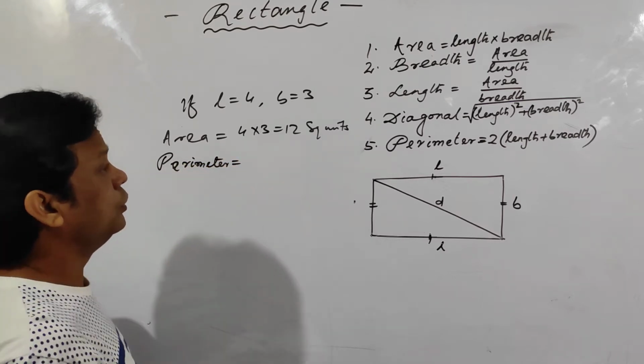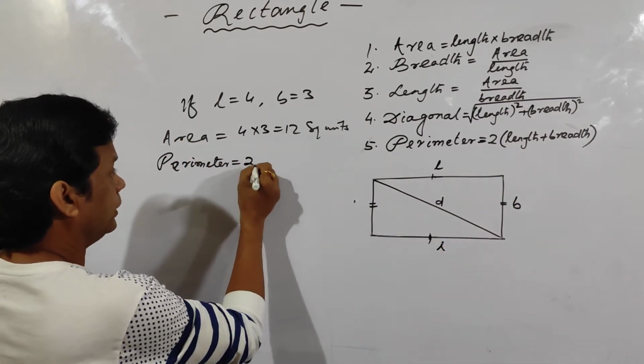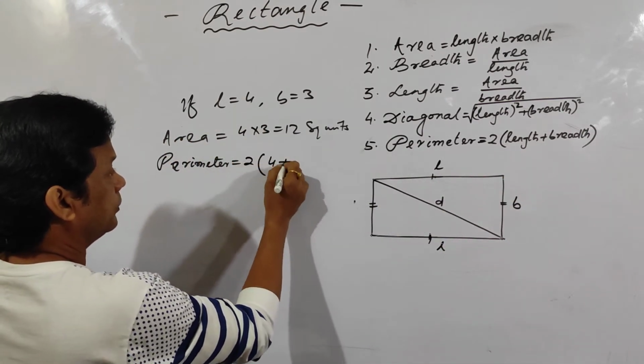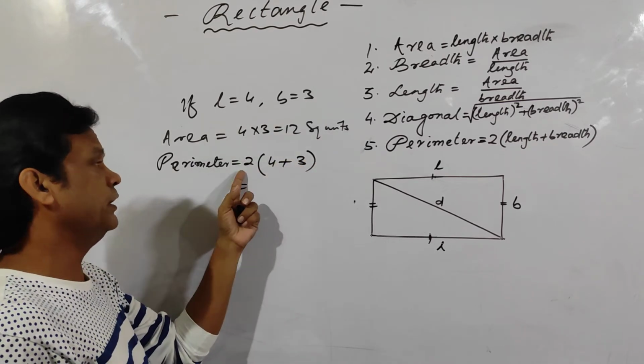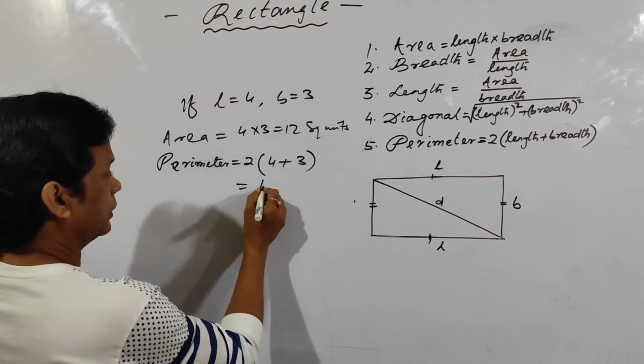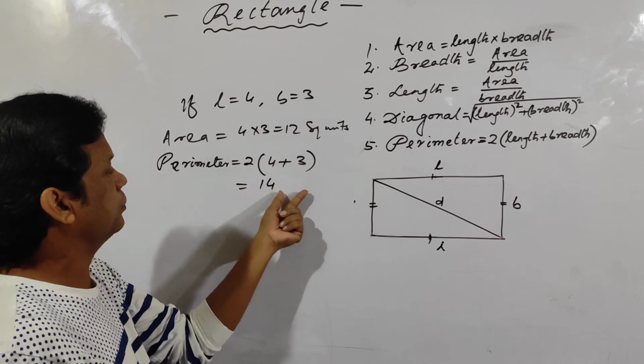Perimeter is equal to twice of length plus breadth, I have given. So 2 into length, which is 4, plus breadth, which is 3. So 4 plus 3 is 7. 7 into 2, 7 twos are 14. 14 in any units. If it is given in centimeters, then 14 centimeters.